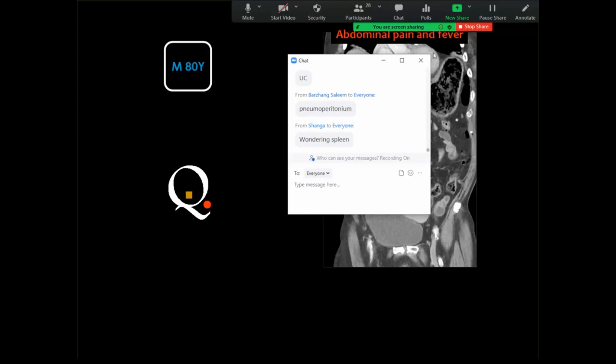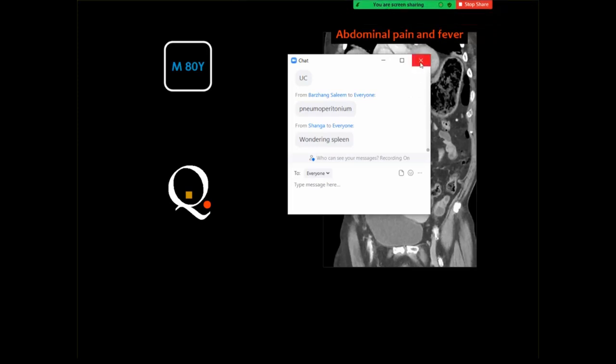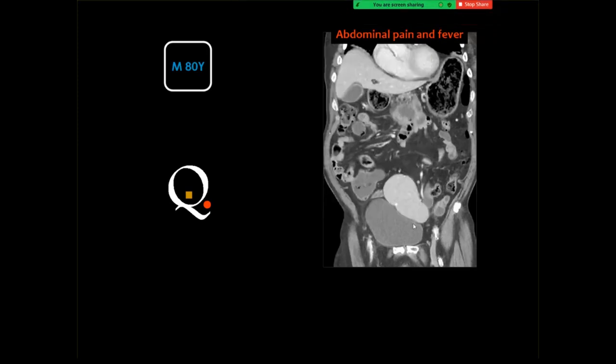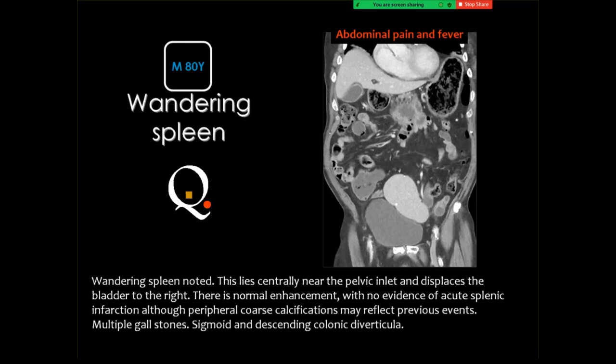Yes, the answer is right, and this is wandering spleen, but in this case, the spleen is viable and is homogeneously enhanced. And this goes with what I have said before. If the spleen is intact concerning its vascularity, it is easy to diagnose wandering spleen.